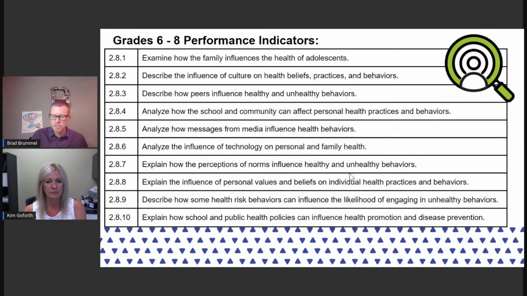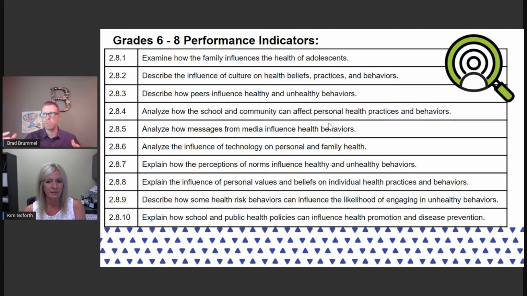So now as we break down into the specific performance indicators, here's an example of the middle school, grades 6 through 8 indicators. I would just highlight here that you again can see a lot of mentions of behaviors, a lot of mentioning of family and peers and influences. Ultimately, we all have influences, but we're trying to get students to understand where these influences are coming from and how they impact their behaviors. So again, what is influencing me as a student, and why is this influencing and impacting my behavior?